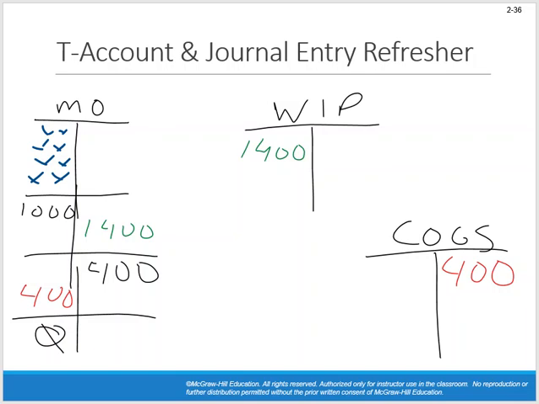When we finish the job, it goes to finished goods. When we sell the job, then we expense all of it to COGS, but we overdid it by $400. So this is the adjustment to bring it back into check.